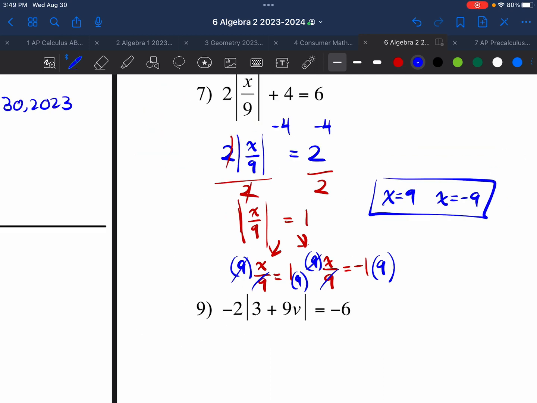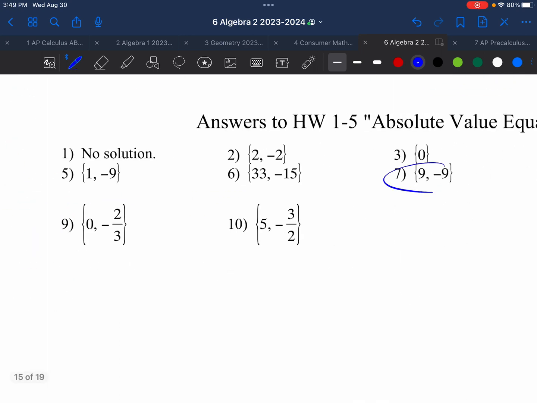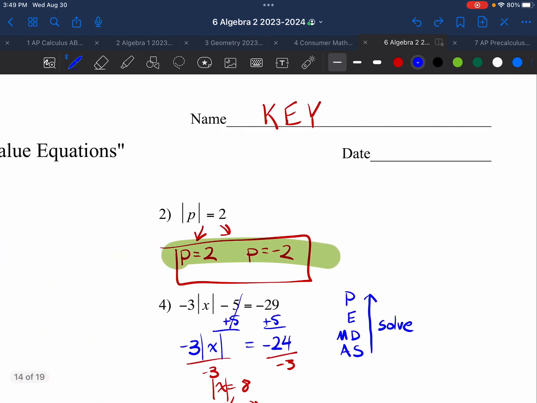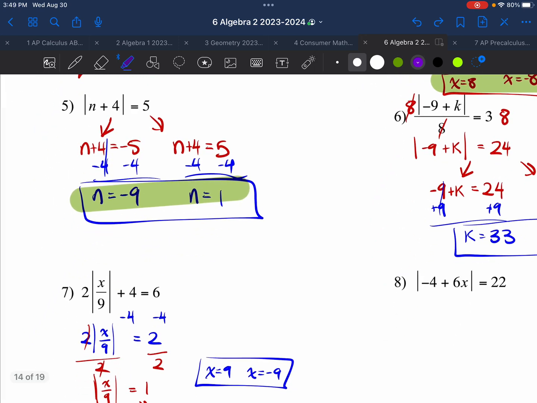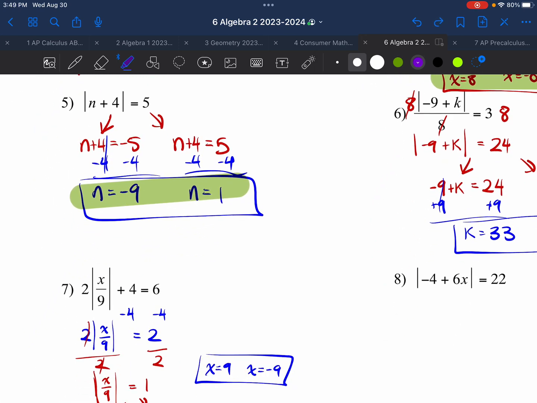Final answer, box 9 and -9 for number 7. I got that one right. I can highlight this one in green. That's not green, that's purple. Green is this one. There we go.